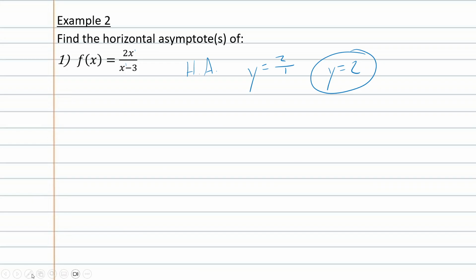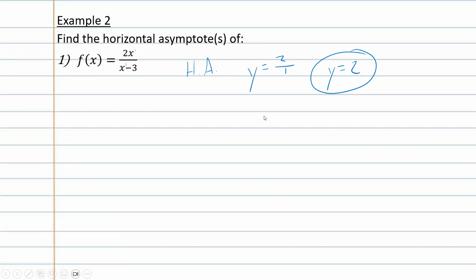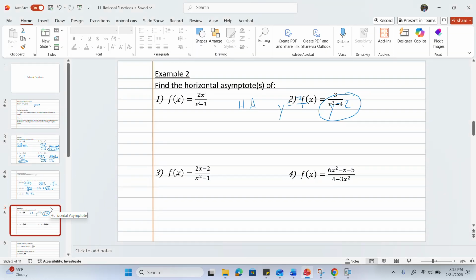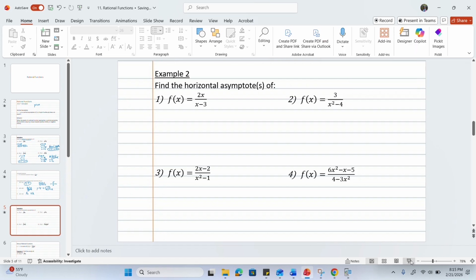Oh shoot. What's going on here? Let's see if I can end this and delete that off. Okay, all right, let's start this slideshow back up.